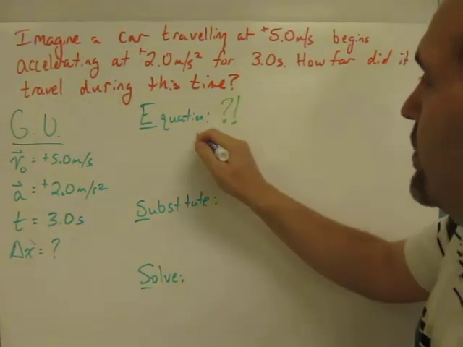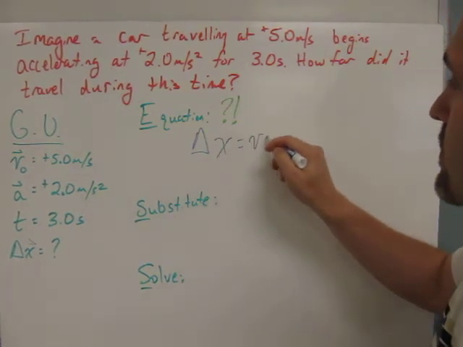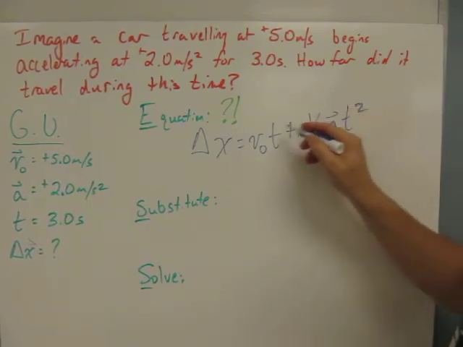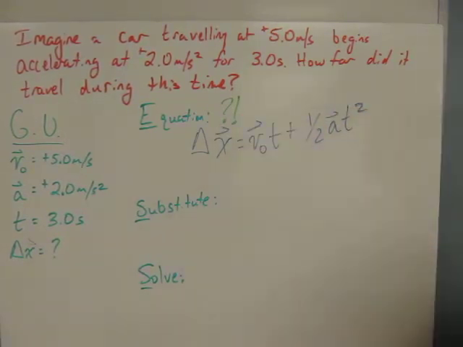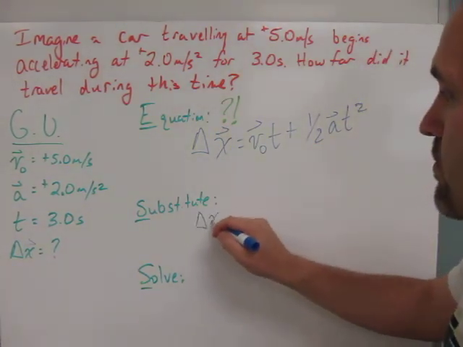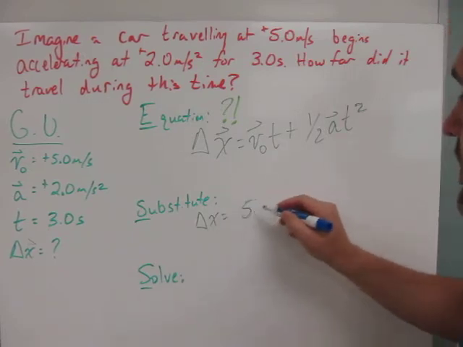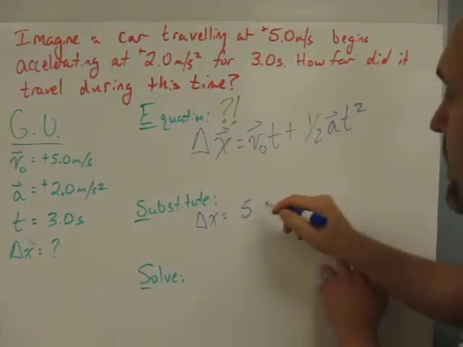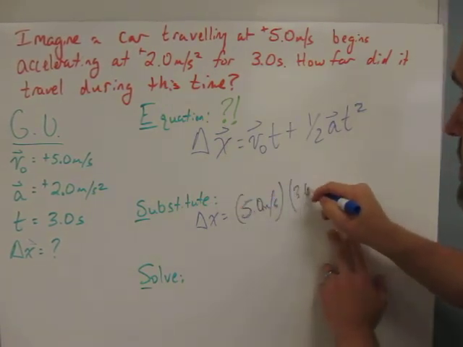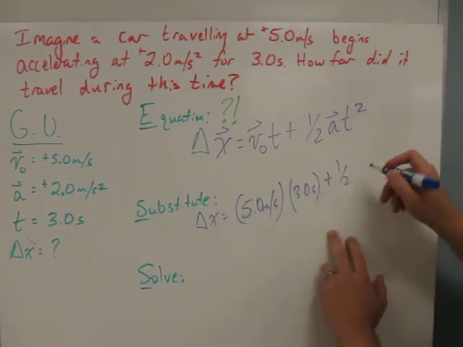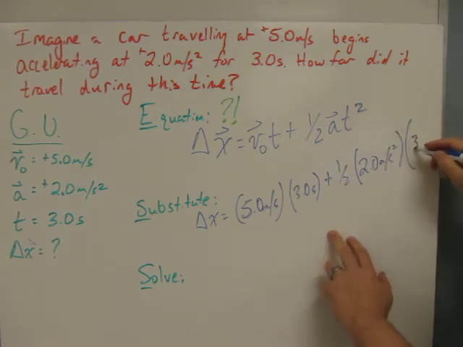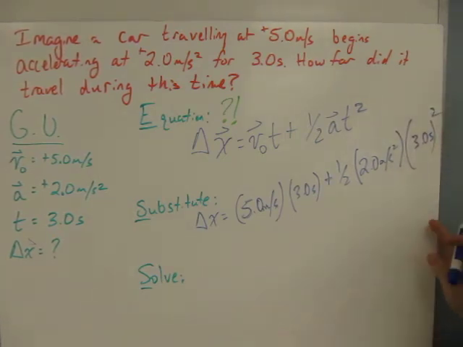So the equation we have is this. Delta x is v naught t plus 1/2 a t squared. And now we can just substitute. So it's 5. Sorry, this is kind of moving a bit. 5 meters per second times 3 seconds plus 1/2 times an acceleration of 2 times 3 seconds squared. Substituting my values in.